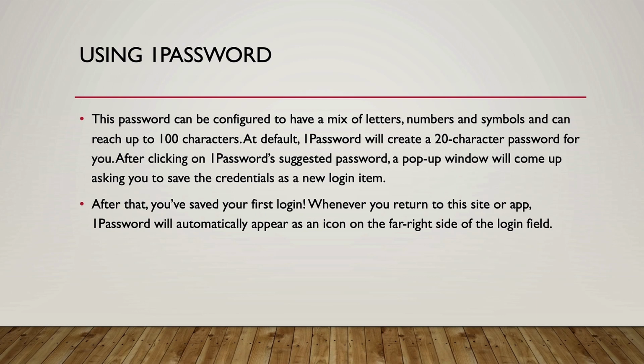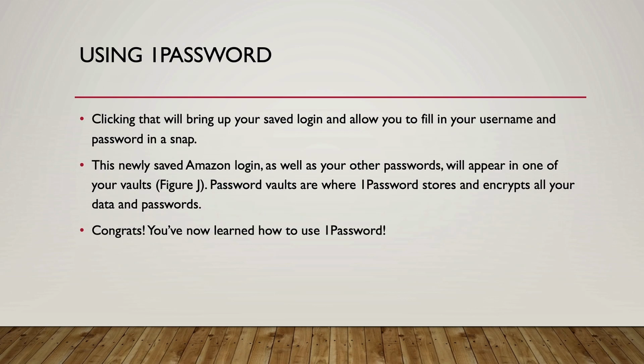Whenever you return to the site or app, 1Password will automatically appear as an icon on the far right side of the login field. Clicking on that will bring up your saved login information and allow you to fill in your username and password in a snap. This newly saved Amazon login as well as your other passwords will appear in one of your vaults. And the password vaults are where 1Password stores and encrypts all your data and passwords. And congrats, you've just learned how to use 1Password.